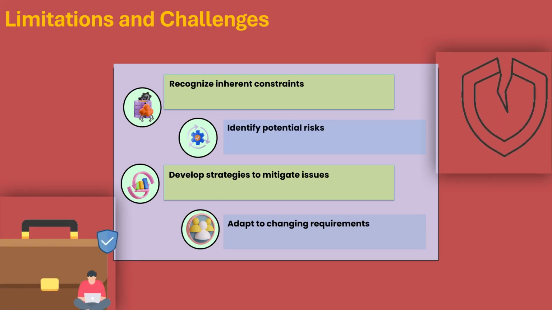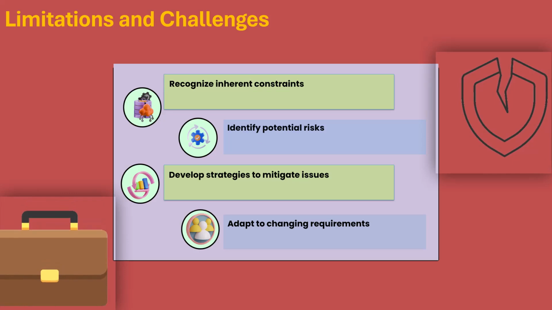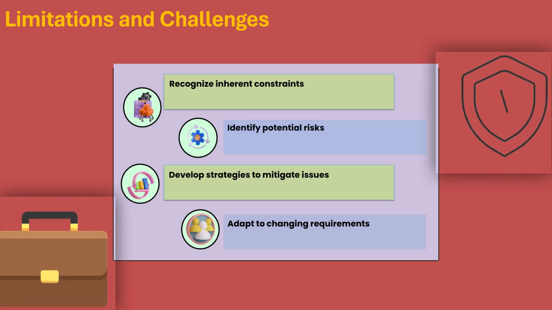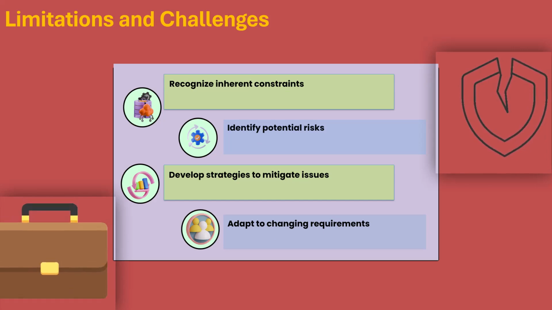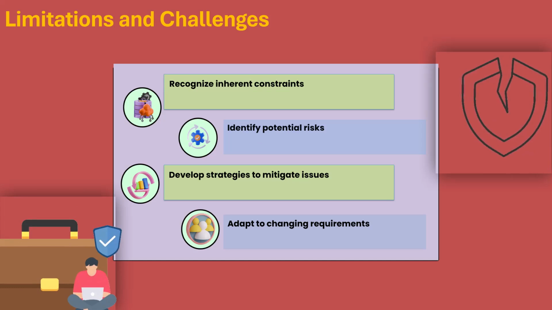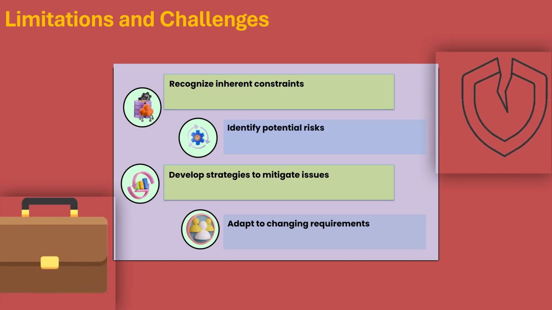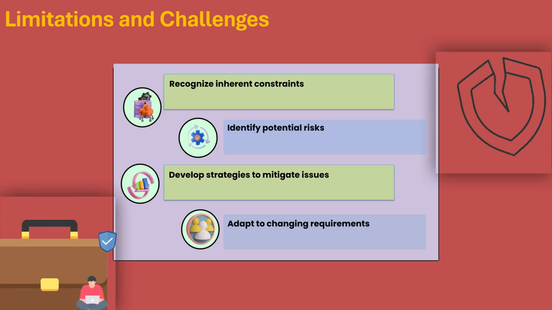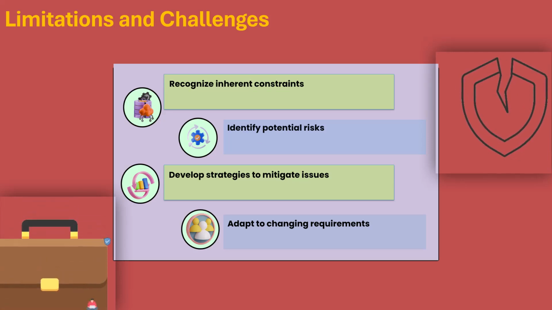Every approach has limitations, no silver bullets here. Recognizing constraints helps set realistic expectations. Spotting risks early is like noticing storm clouds before a downpour. Strategies can mitigate problems before they snowball. And flexibility, that's your secret weapon in handling evolving needs. Because rigid systems break, but adaptable ones thrive.